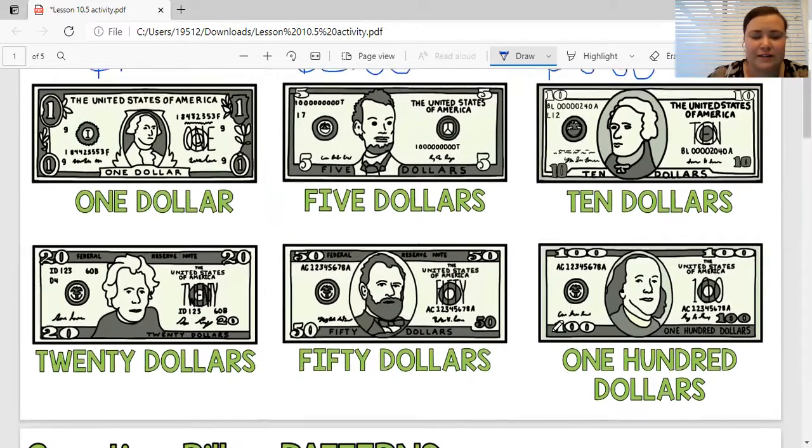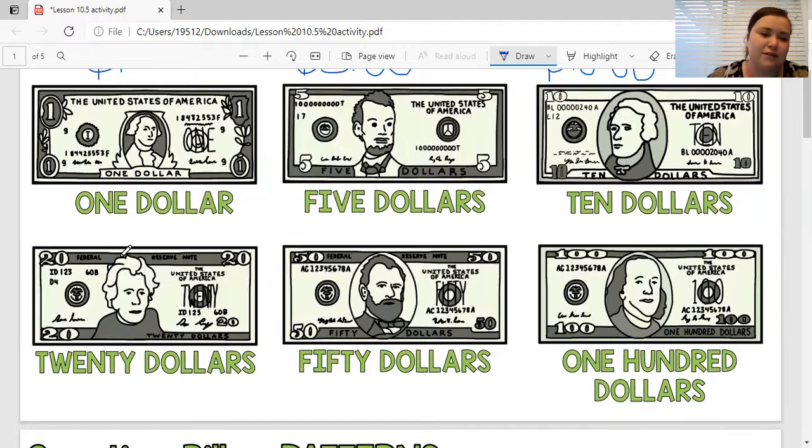All right, friends. Now we're going to go to $20. We have 20 on every corner. Who can tell me how many $10 bills we would need to get to 20? Right, 2, because if we count by 10 two times, it's going to be 10, 20.